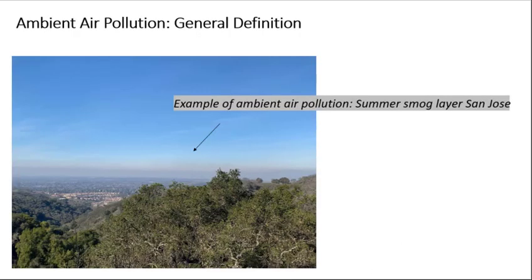The focus of most air pollution regulation is on what is termed ambient air pollution, or in other words, air pollution in the ambient air. This can be visualized in this photograph overlooking San Jose on a summer day. One sees a blanket of haze, brownish polluted air, spanning the city.